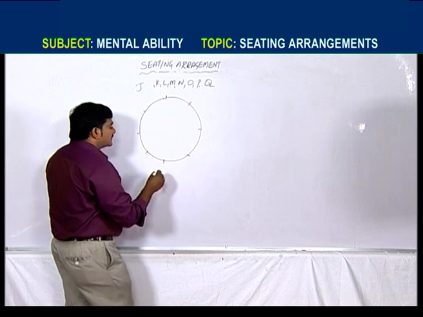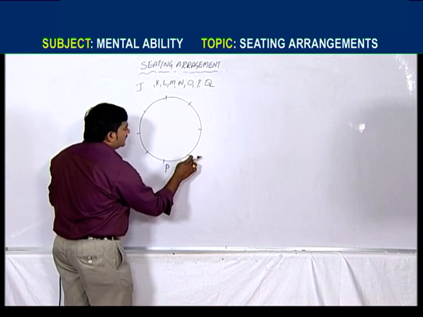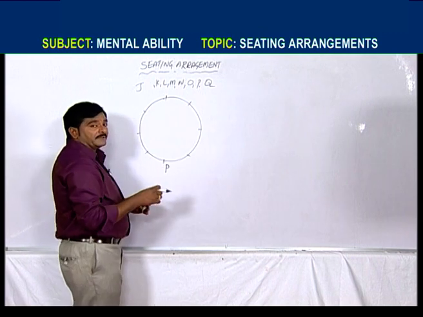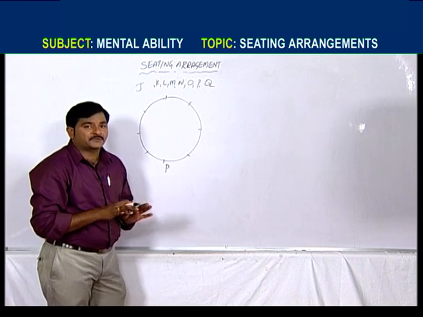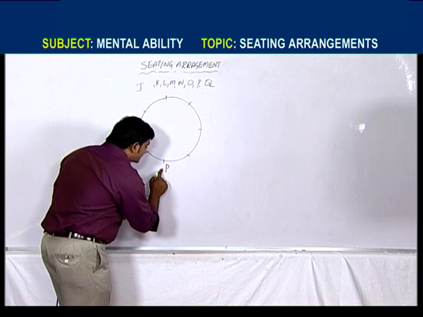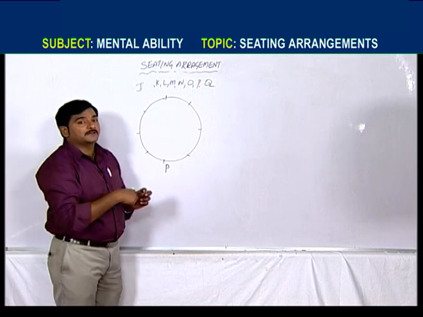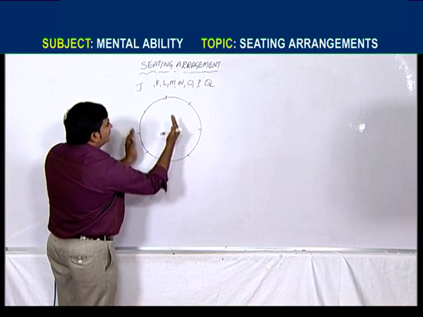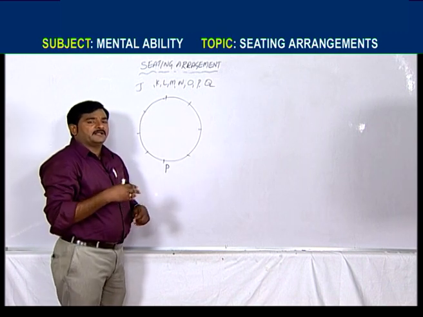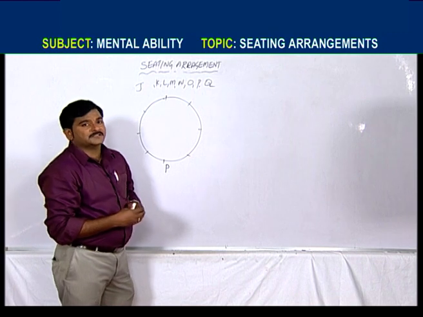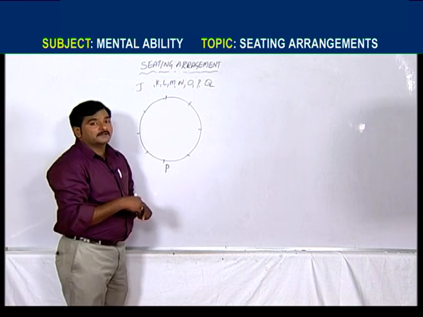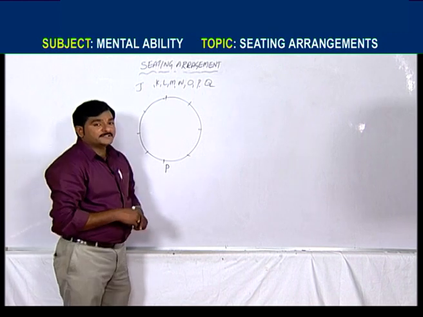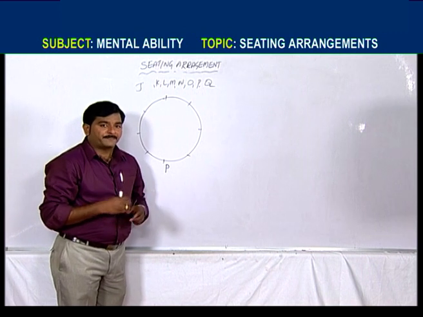I need to arrange P first. Take it wherever you can arrange the first object, there is no change in that. With respect to this fixed object, we have to arrange all the remaining objects. Because if I rotate this table, I get different positions. That's why we can take any point as the starting point. That is the advantage in circular arrangement. Now I have fixed person P.